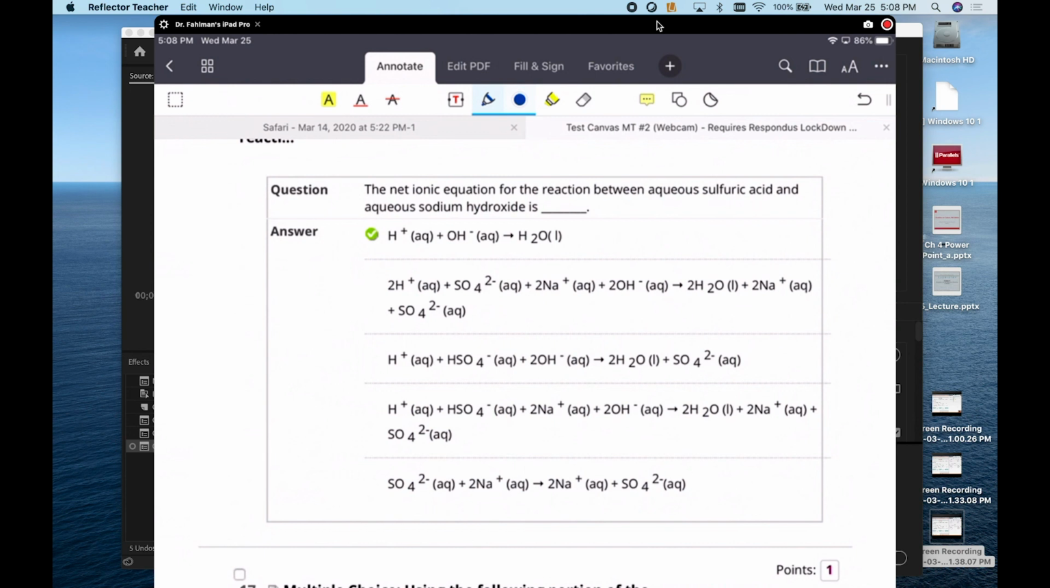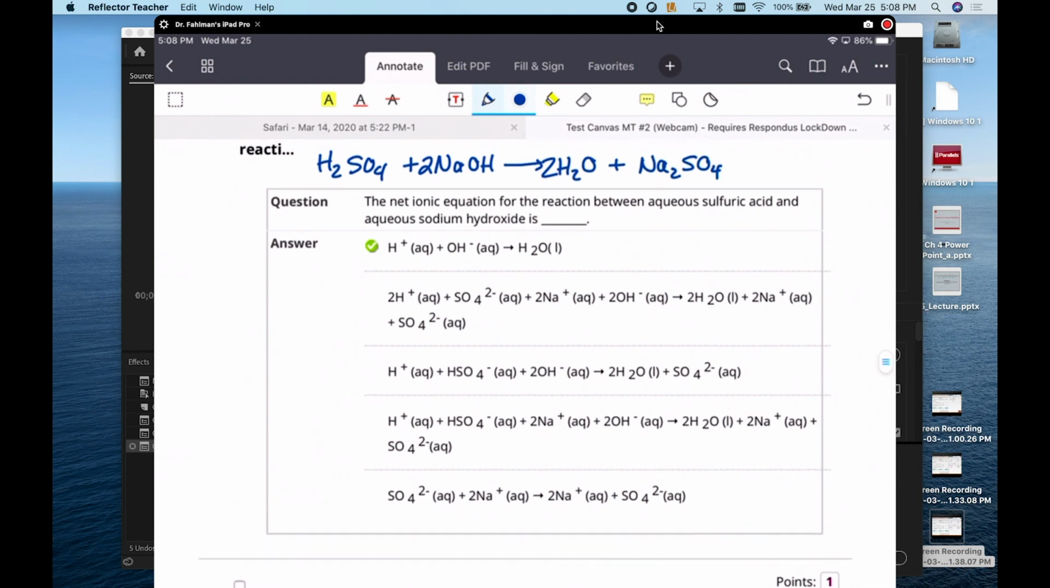Sulfuric acid and sodium hydroxide. So if you do it just as the molecular equation first, you're going to have Na2SO4, which means you need 2 there. And 1, 2, 3, 4. So you need 2 there also, right? So that's 4, 5, 6 oxygens. Okay, so you have that as your molecular.